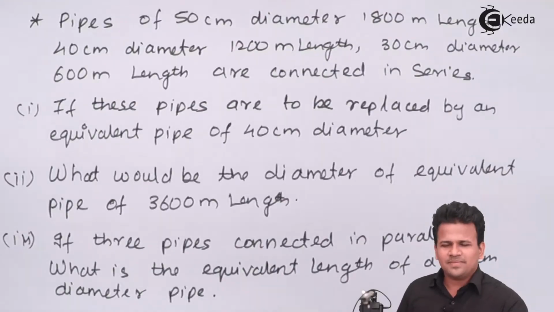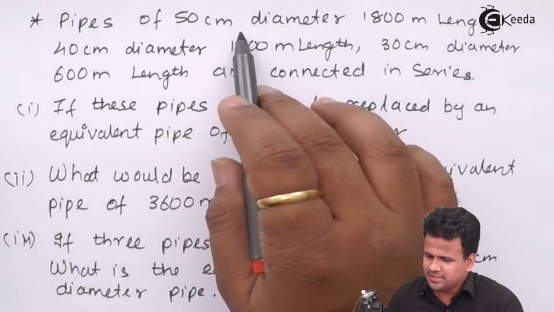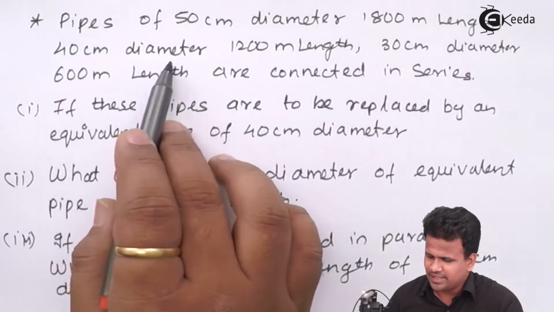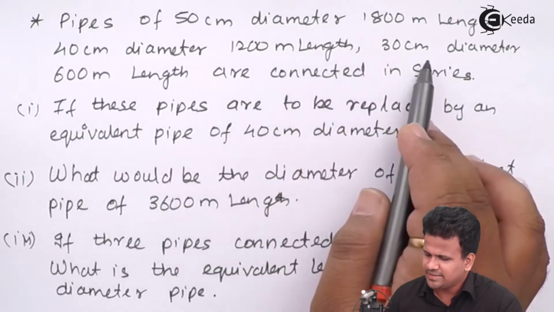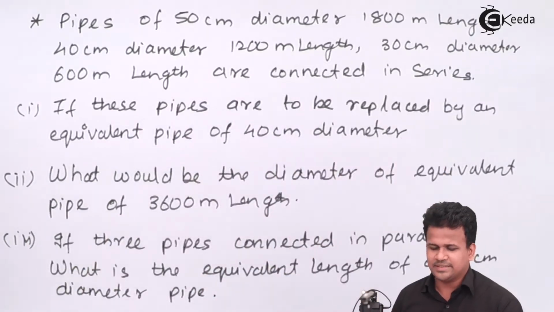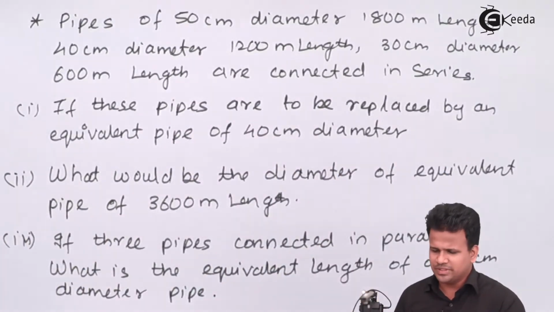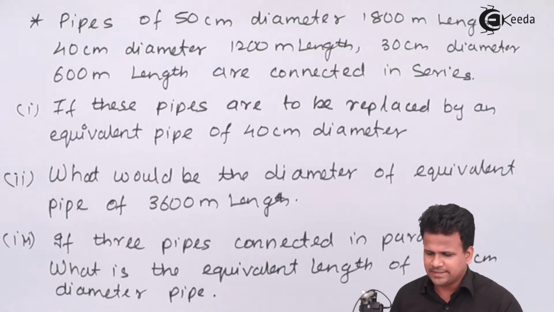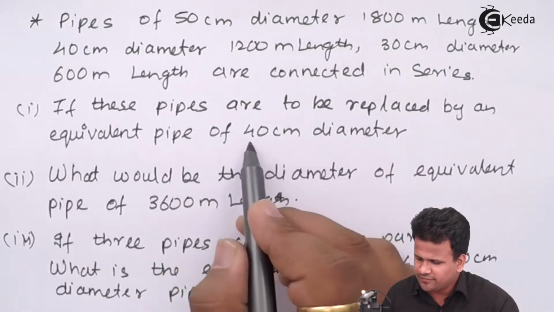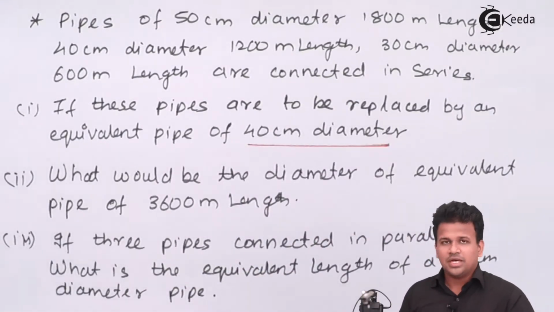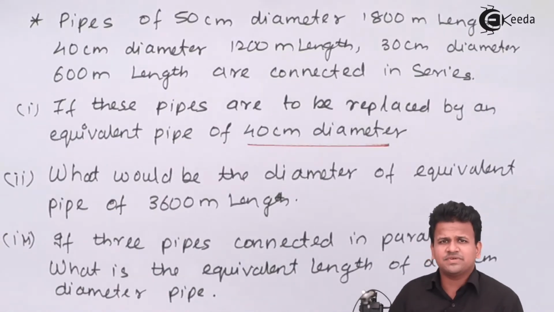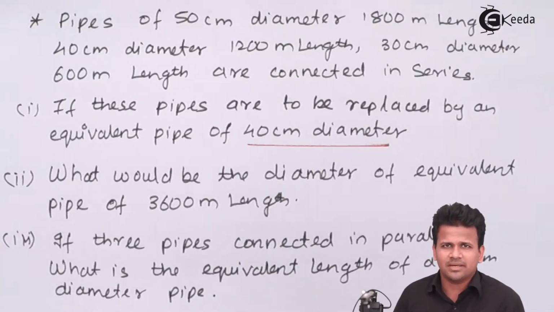So, the problem given to us is: pipes of 50 centimeter diameter and 1800 meter length, 40 centimeter diameter and 1200 meter length, and 30 centimeter diameter and 600 meter length are connected in series. So there are three pipes of various diameters connected in series. If these pipes are to be replaced by an equivalent pipe of 40 centimeter diameter, we have to replace these three pipes connected in series by an equivalent diameter pipe.